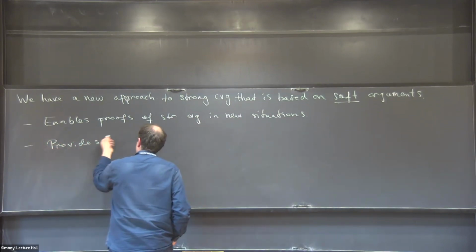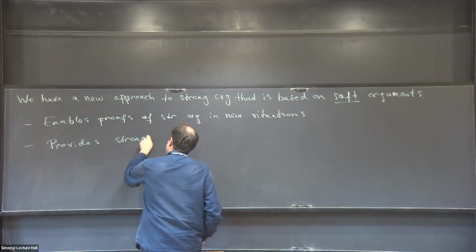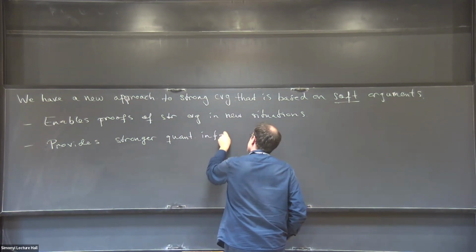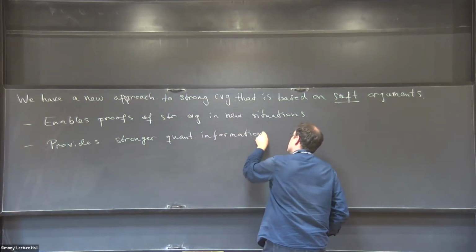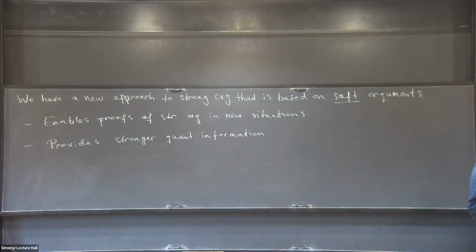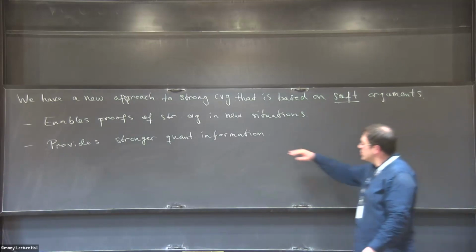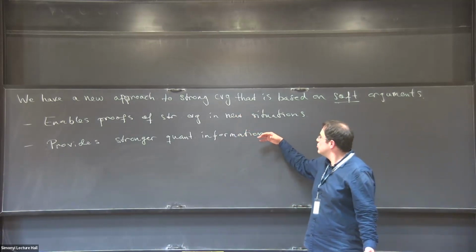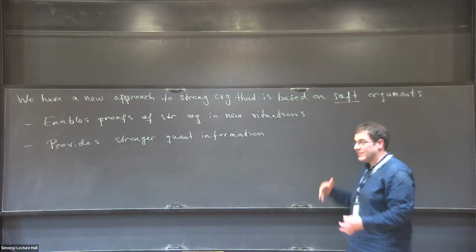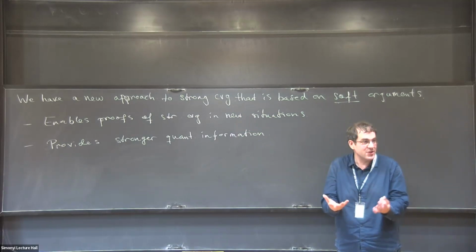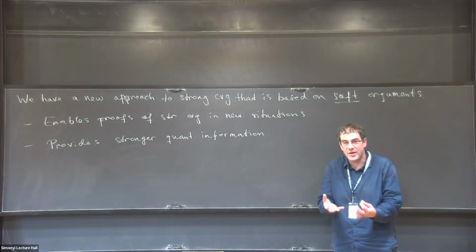it provides stronger quantitative information than previous methods. We're able to see quantitative phenomena of strong convergence that were out of reach of these previous methods. And this is perhaps even more surprising, because usually if you have some kind of soft argument, it's very crude, right? So you don't expect to get very detailed information out of a soft argument. Usually if you want very detailed information, you have to work very hard.